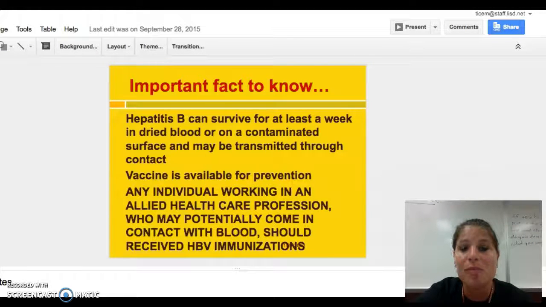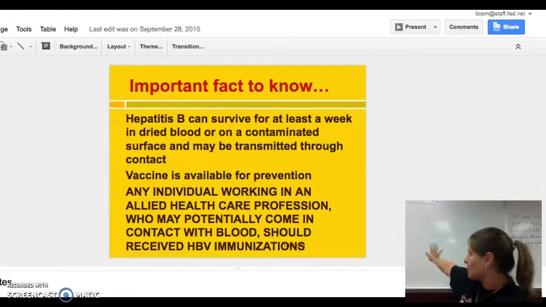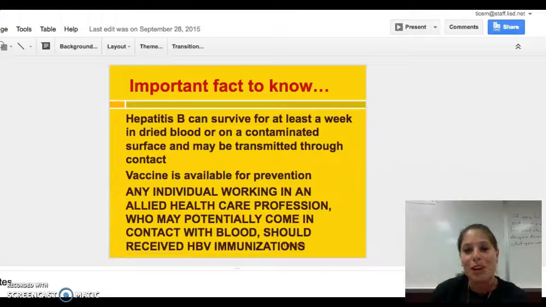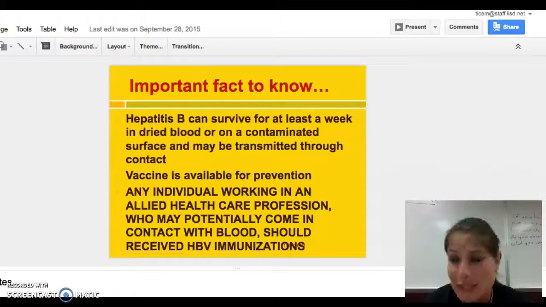Important facts to know. Hepatitis B can survive for at least a week in dried blood. So again, I touch the board and my dry blood is on there. You come a week later and touch that board that has the dry blood on it, and you can still get that condition.